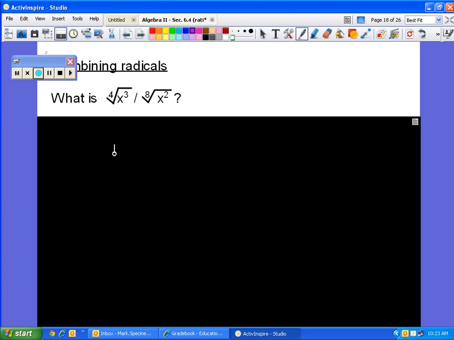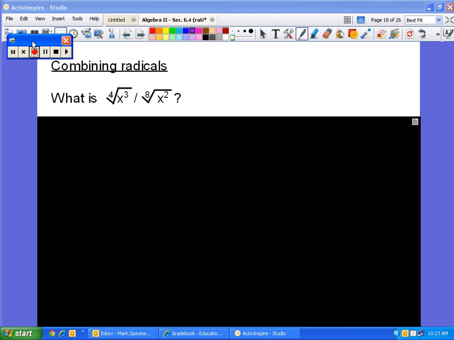All right, so what I want to do is I want to know what is the 4th root of x to the third divided by the 8th root of x squared. Now before today, the answer to this would be what? Can't be done, because we would be told, since the indices are not the same, you can't combine them. And that remains true.